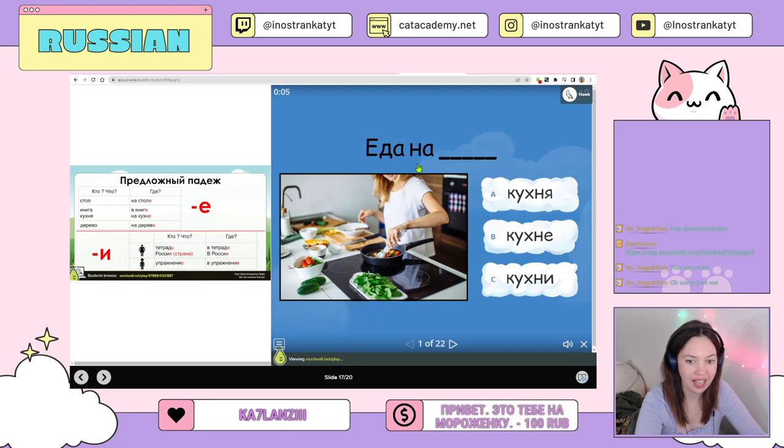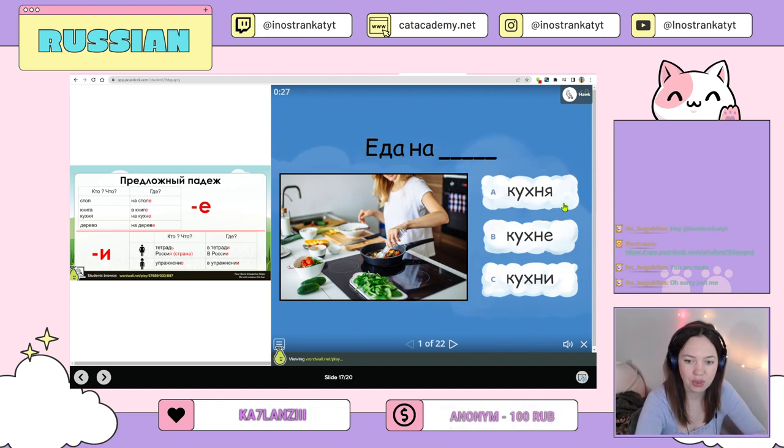Еда на кухня, кухни, кухне. Еда is the food. На means on. I mean, in English we say the food is in the kitchen, but in Russian it's one of the differences: we use on. The food is on the kitchen. Еда на. So should we choose кухня, кухни, or кухне?